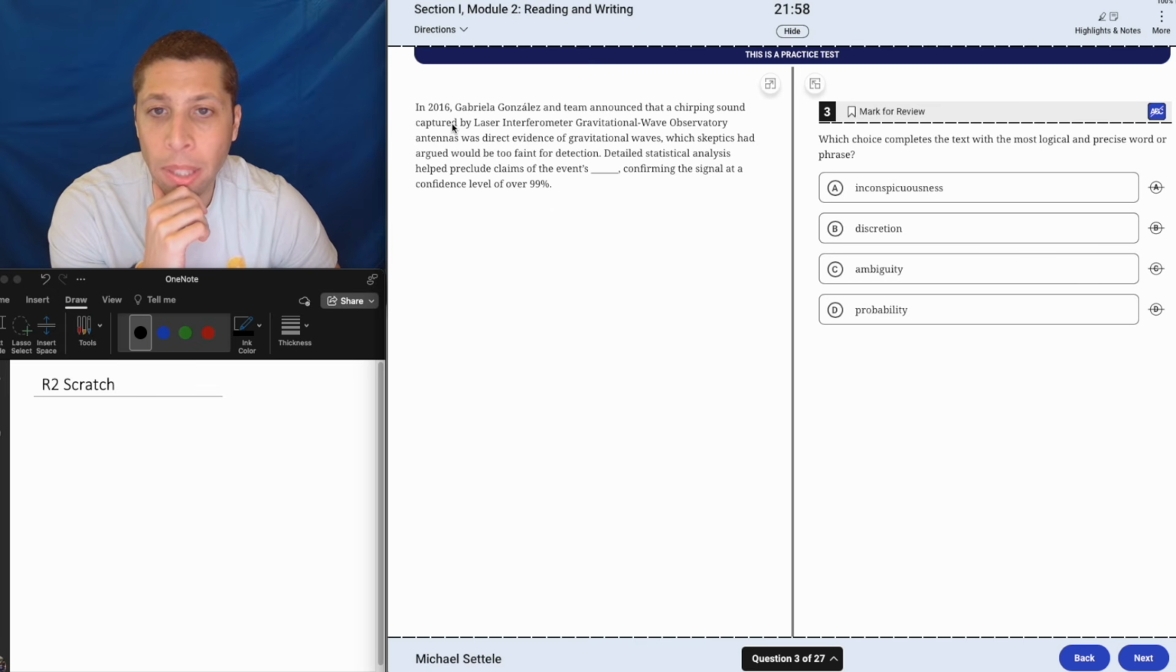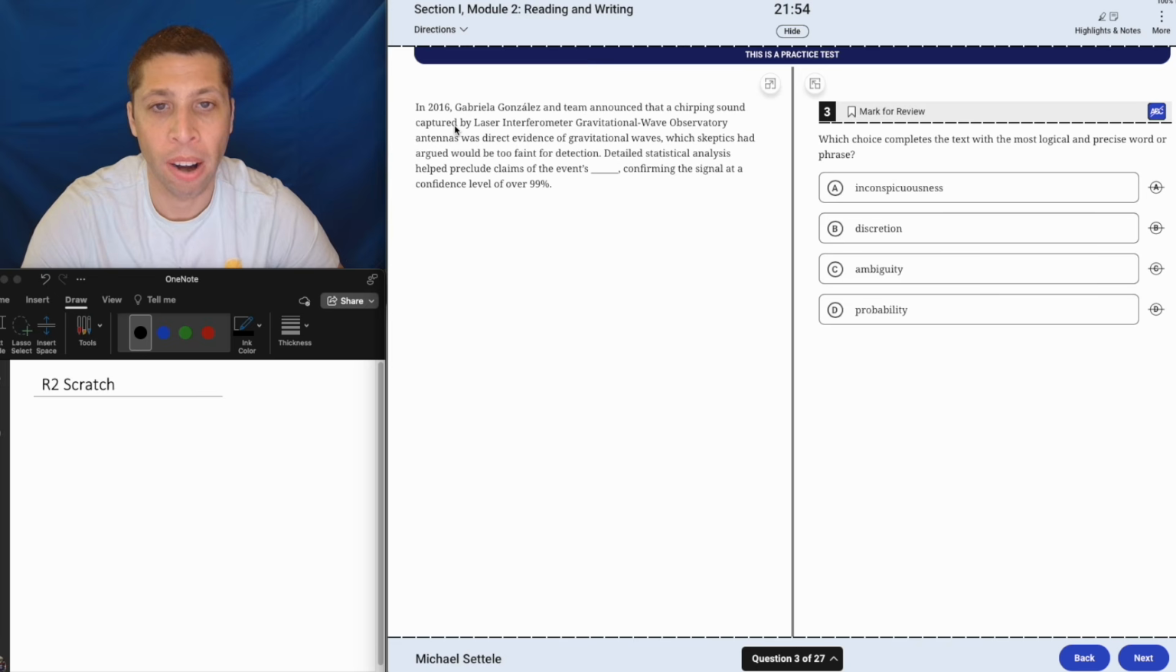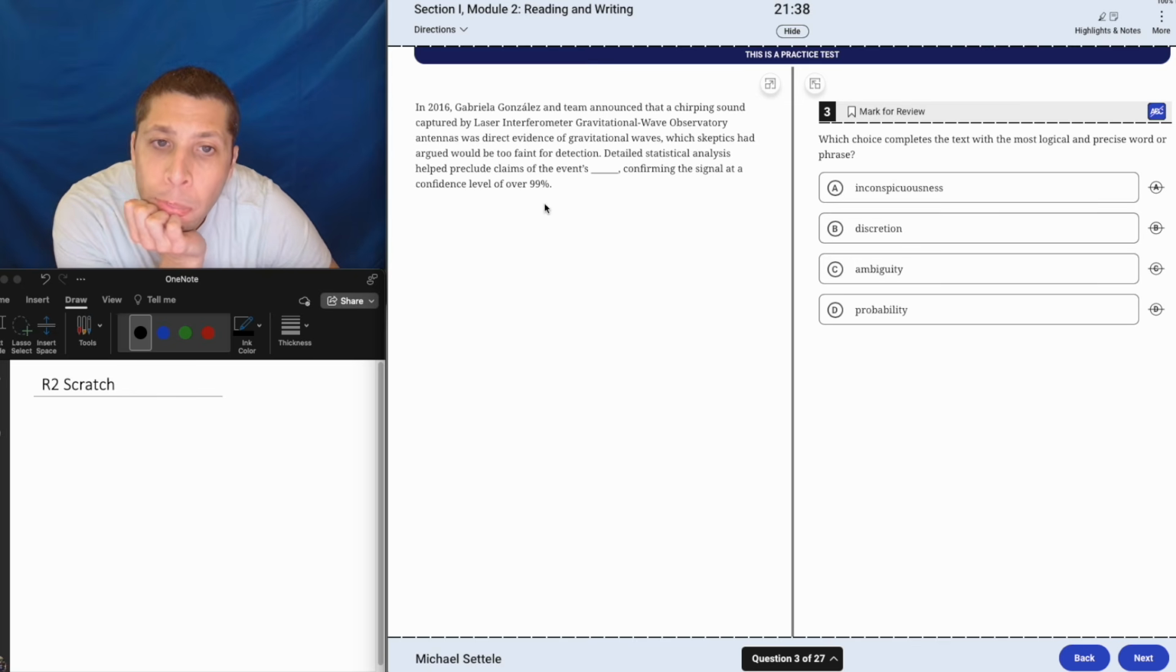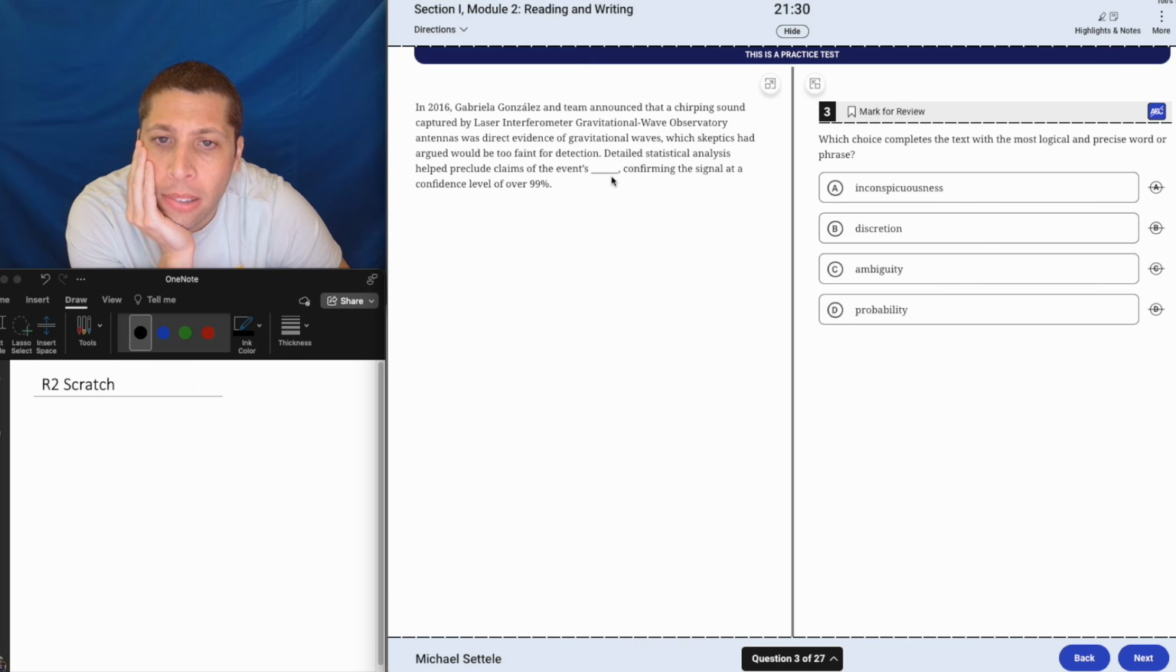In 2016, Gabriela Gonzalez and team announced that a chirping sound captured by laser interferometer gravitational wave observatory antennas was direct evidence of gravitational waves, which skeptics had argued would be too faint for detection. Detailed statistical analysis helped preclude claims of the event's blank, confirming the signal at a confidence level. Oh, I'm having trouble with that. Okay, detailed statistical analysis helps preclude, means like rule out. Right? I think claims of the events.